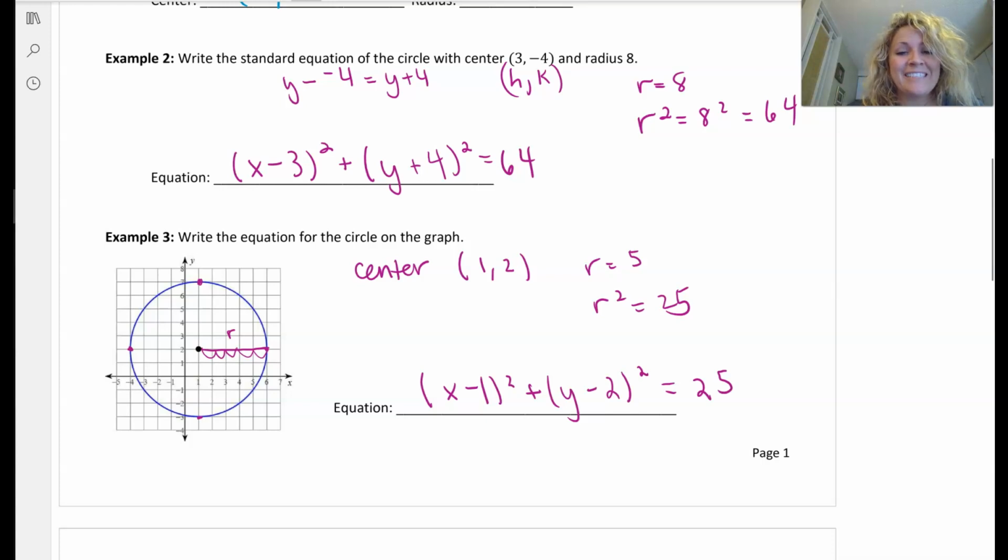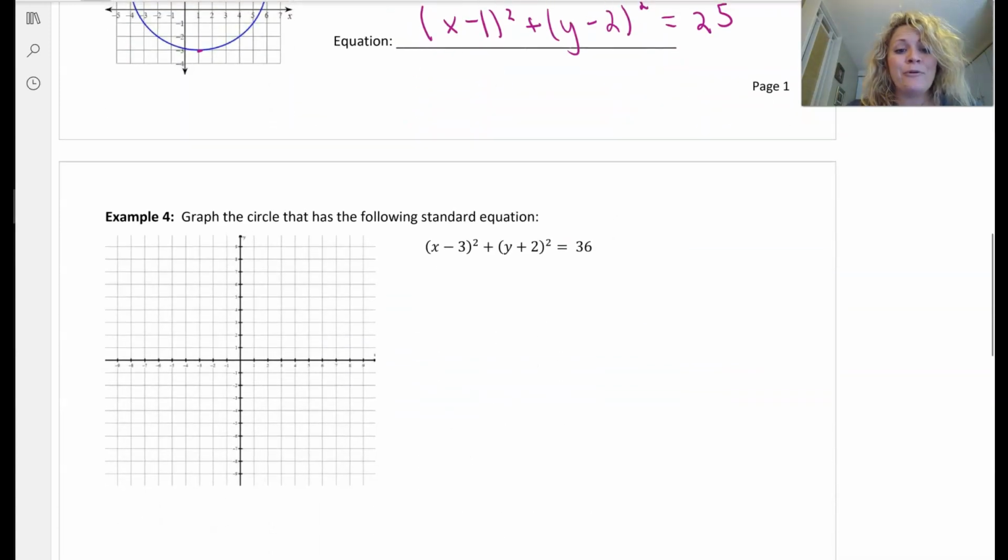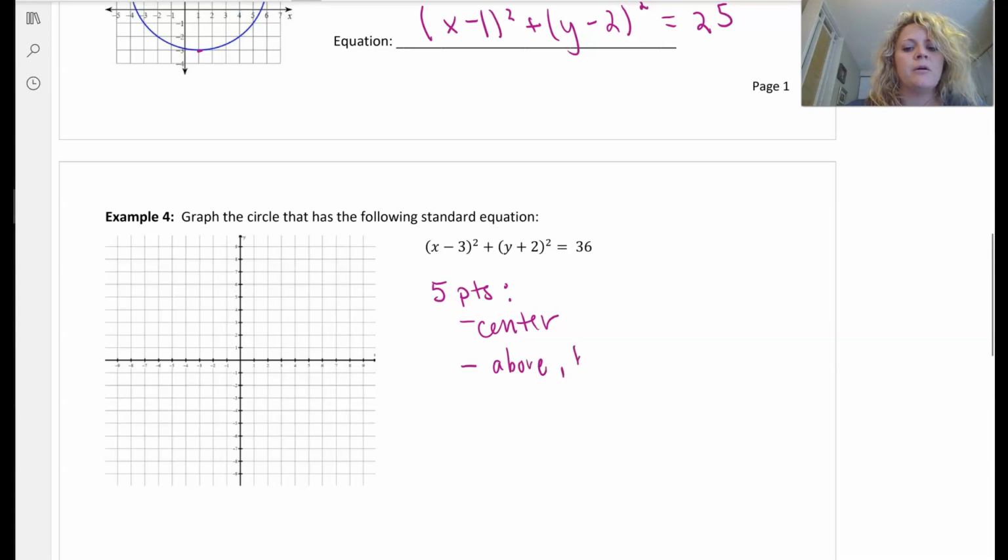All right, one last example. For example 4, we are asked to graph the circle. And anytime we graph a circle, we are really just going to graph 5 points on that circle. So the 5 points that we want to graph are the center, which we always do first. And then, using the radius, we'll graph the point that is above the center, the point that is below, the point that is to the left, and the point that is to the right.